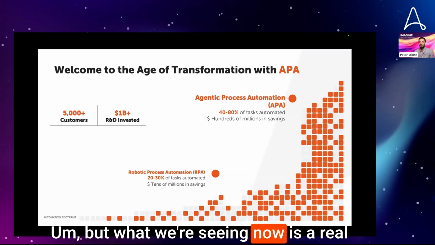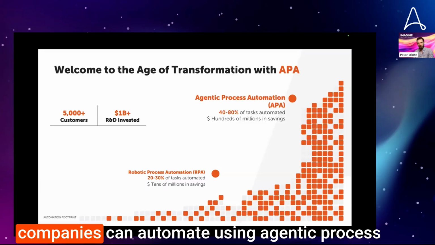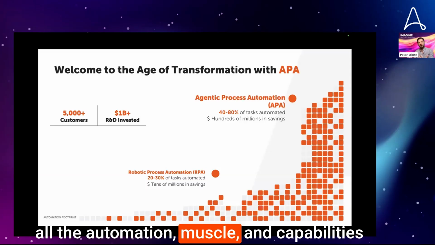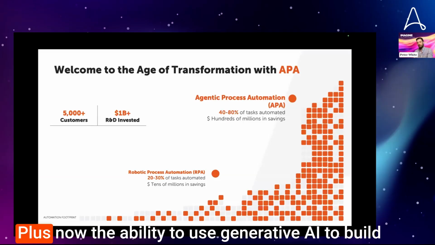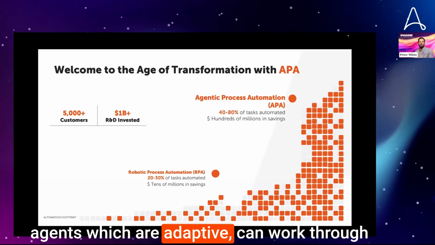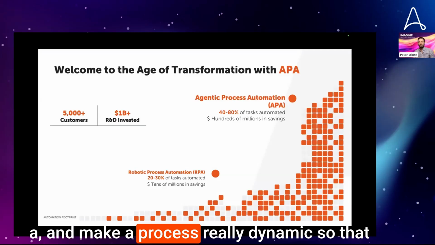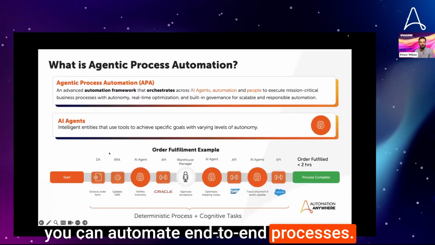But what we're seeing now is a real shift in terms of the possibilities of what companies can automate using agentic process automation, which is really a combination of all the automation muscle and capabilities we've built up over the last 20 years, plus now the ability to use generative AI to build agents which are adaptive, can work through problems that are more open-ended, and make a process really dynamic so that you can automate end-to-end processes.